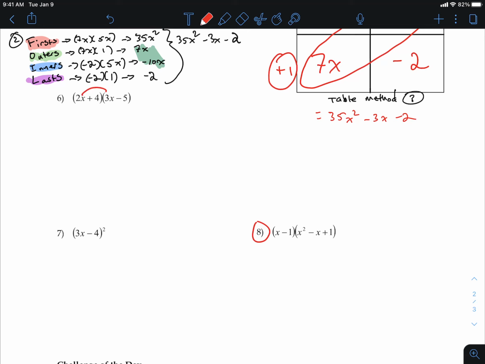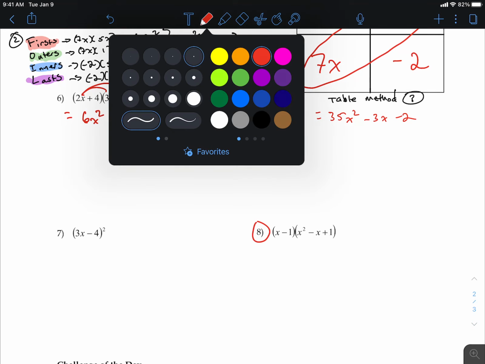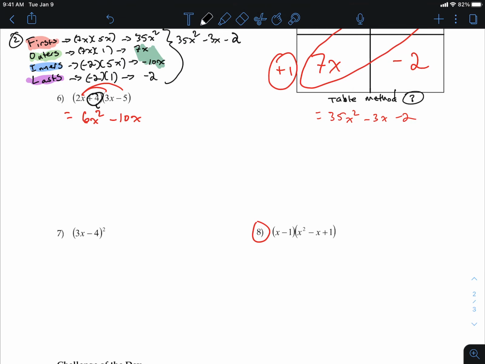So here's what I'm going to do: 2x times 3x, 2x times minus 5. Okay, so I'm going to get 6x squared minus 10x. Then I've got to do the bottom. 4 times 3x, 4 times negative 5. That's going to be plus 12x minus 20.